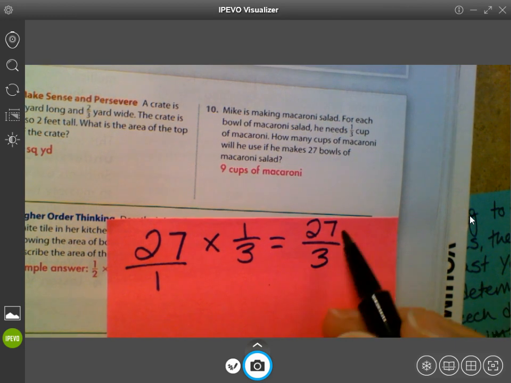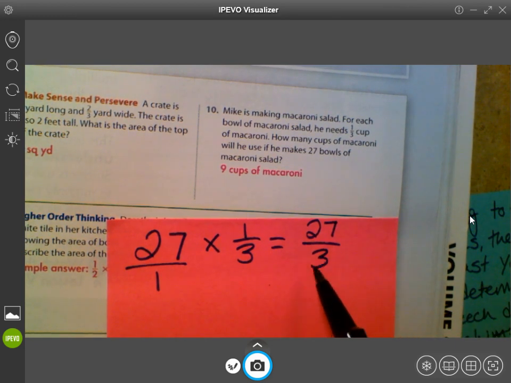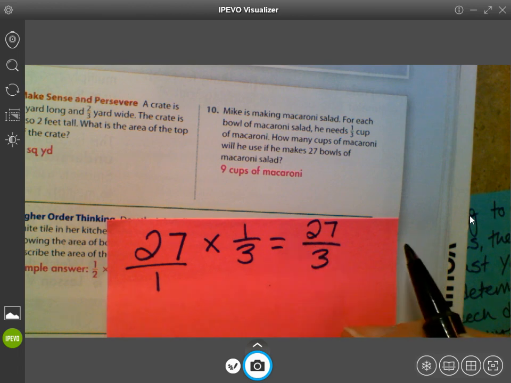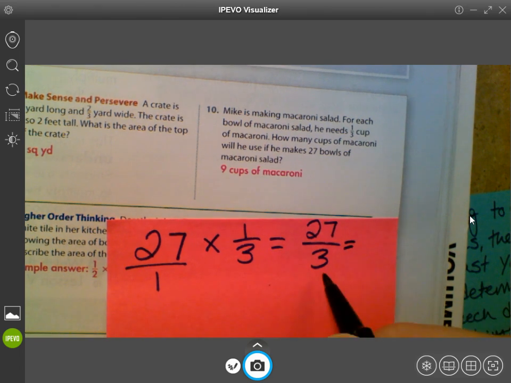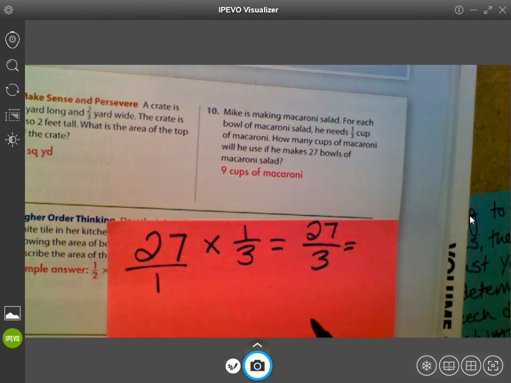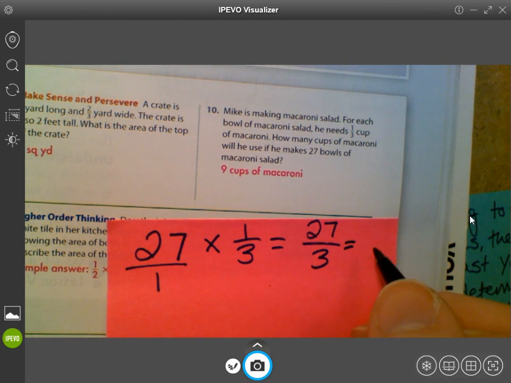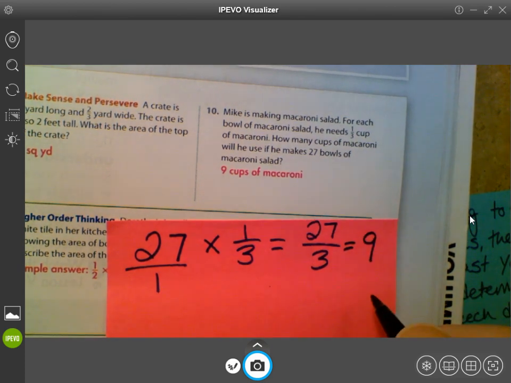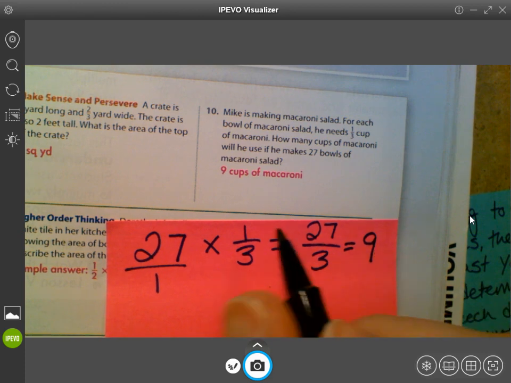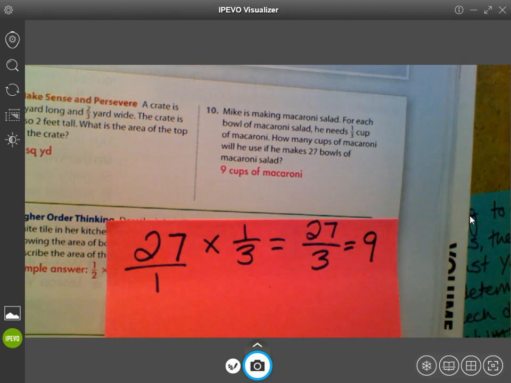Well, right now, this is an improper fraction, so then we need to turn it into a mixed number by thinking, how many times does 3 go into 27? Well, it goes in 9 times equally, nothing left over. So 9 is our answer. So 9 cups of macaroni is how much you would need for that salad.